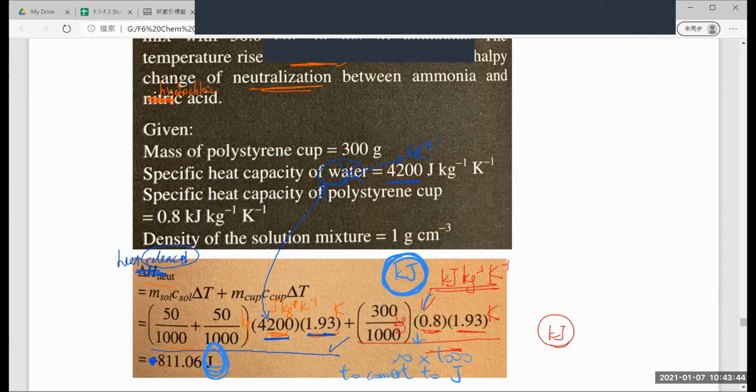Can you get a point? So they want to convert it back to joule because for the calculations part, before that it is joule. So you finally make it joule. So the whole thing after calculations, you are going to times it 1000 to make it from kilojoule back to joule. Do you understand?